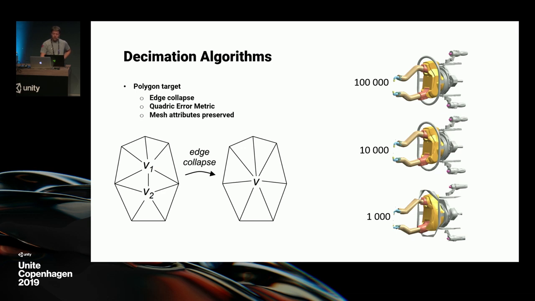The other decimation method that will be available in the next release of Pixies is the polygon target decimation. It allows the user to specify a target polygon count to ensure that the model fits the performance of a given device. This method is based on edge collapse using quadric error metrics.